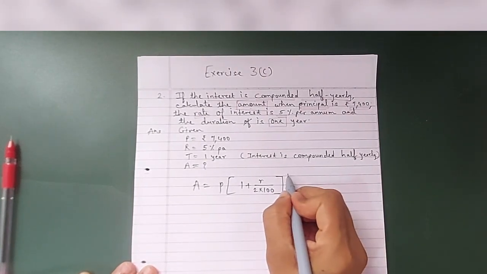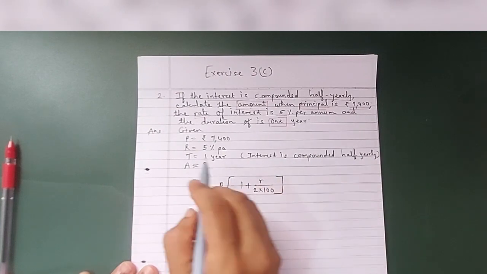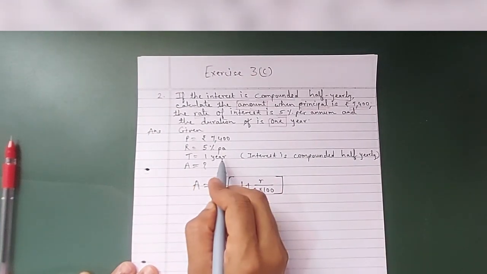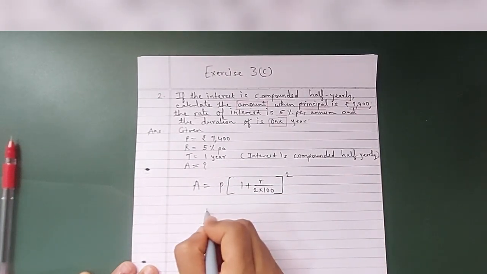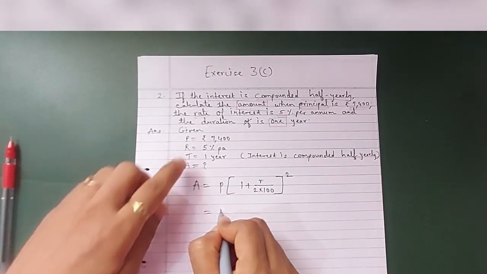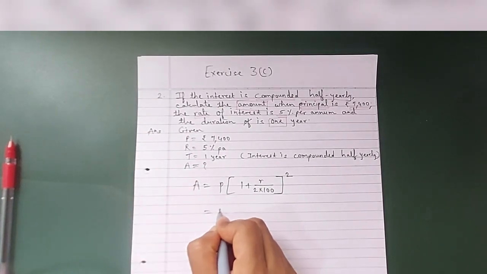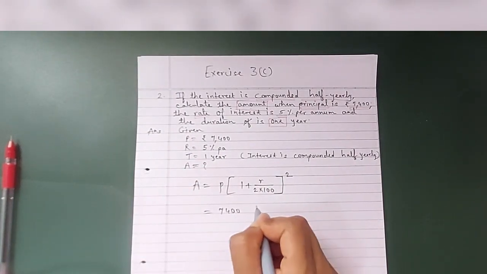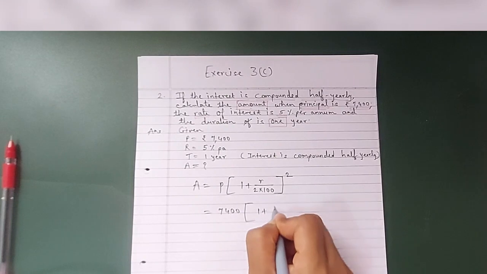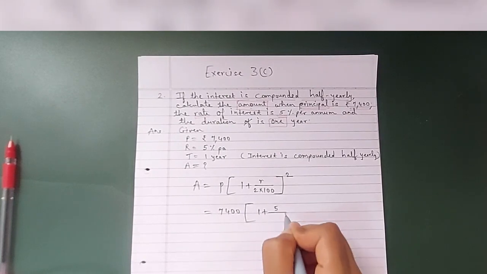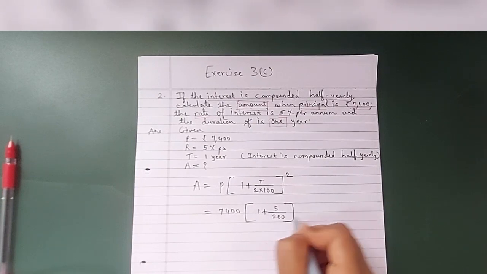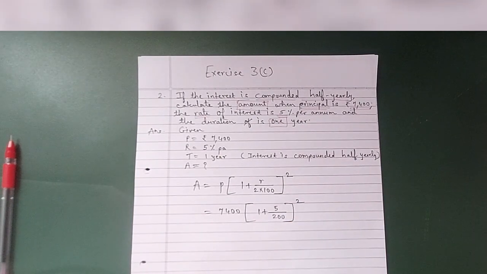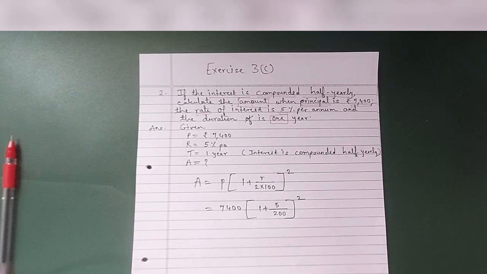And now here in place of n, what we will write? 1 year means how many half years will be there? 2. So here 2 you will write, is equal to, now what is the principal? All the things are given, just write down 7,400, then 1 plus R is what? 5 upon 2 into 100 is equal to 200, whole raised to 2. I hope till here it is clear.